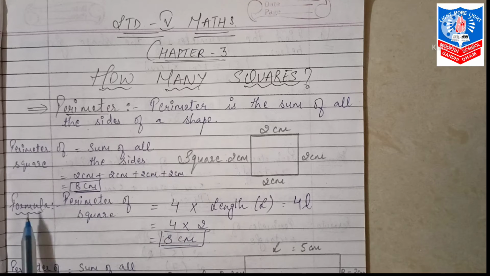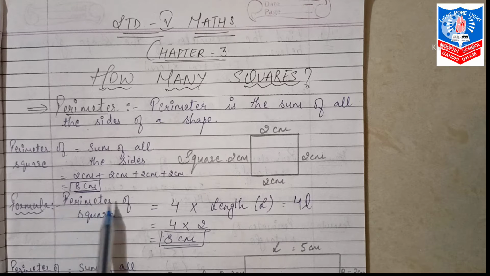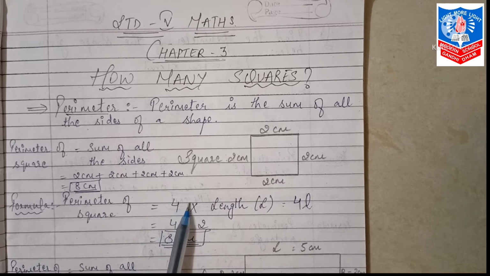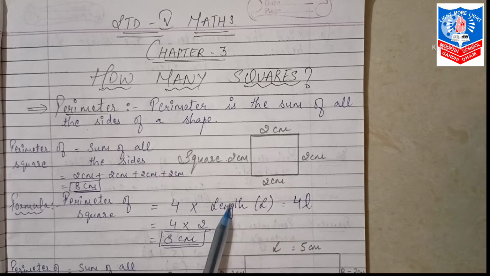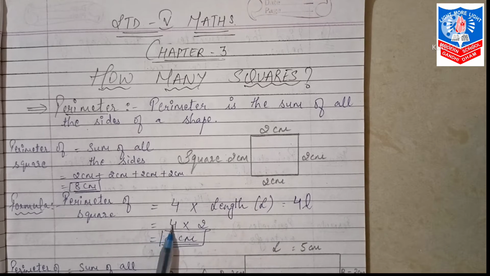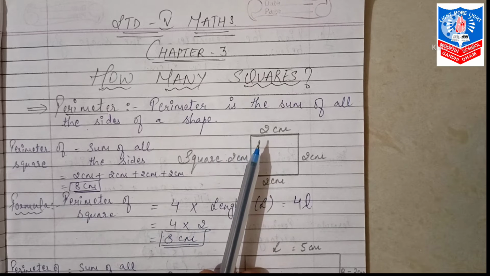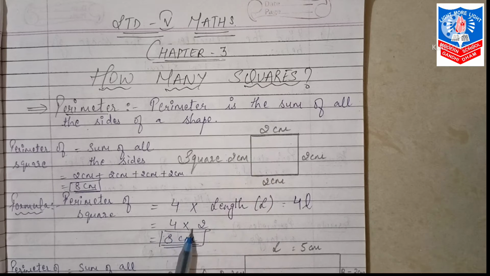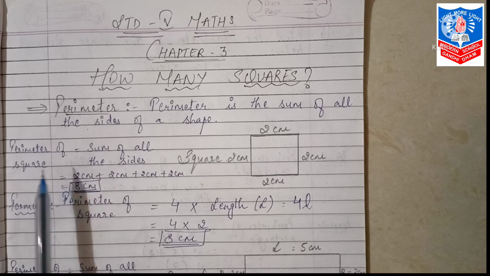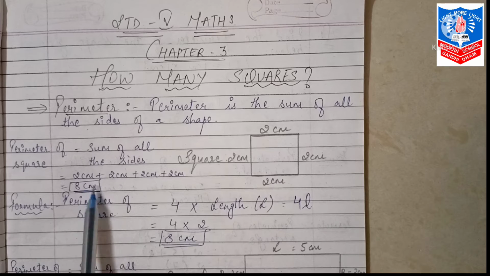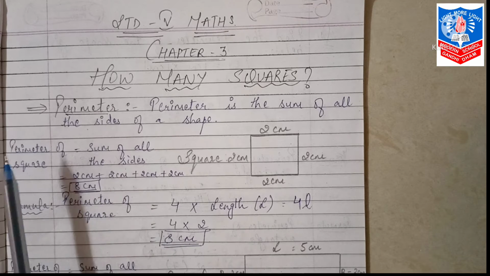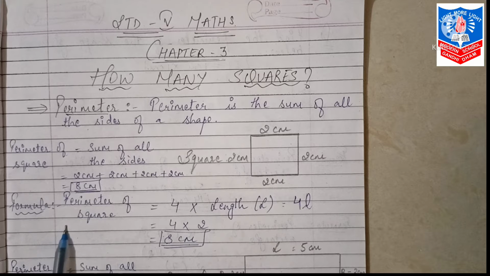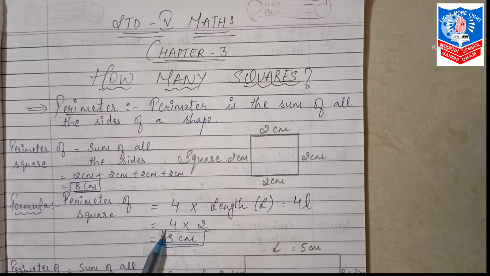Now we are going to apply a formula. Our formula is perimeter of square is equal to 4 into L, that means length. Next, 4 into our length, which is 2 centimeter. Okay. So 4 into 2 is equal to 8 centimeter, which is our answer. Now children, you can check your answer. In both the perimeters of the square, you have got 8 centimeter. Without applying the formula and with applying the formula, you are getting the same answer. That means your sum is correct.